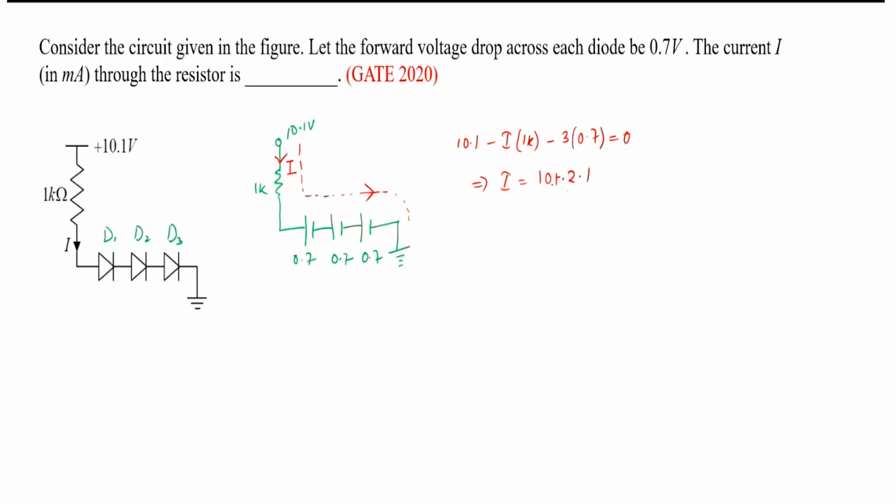Sorry, 10.1 minus 2.1. So the answer is 8. It is milliamp because that resistance is 1K, right? So this is the answer. In just 1 to 2 lines, you can solve this one. So this was asked in GATE 2020.